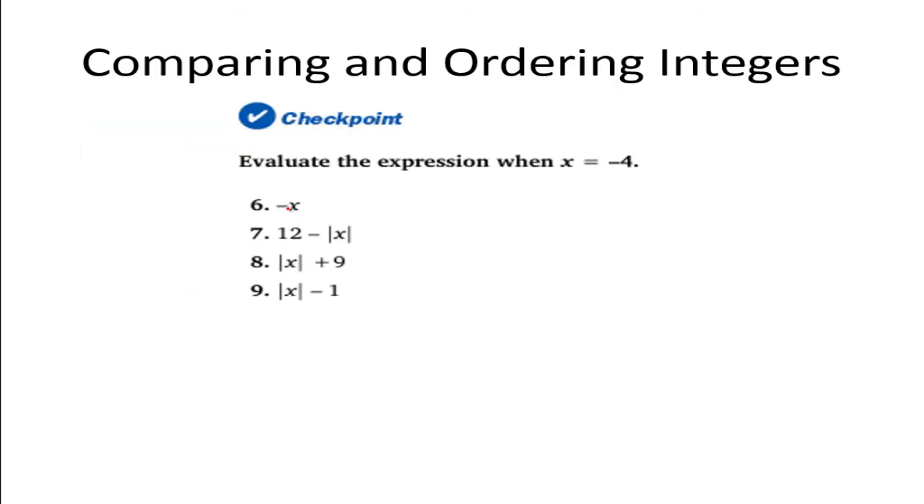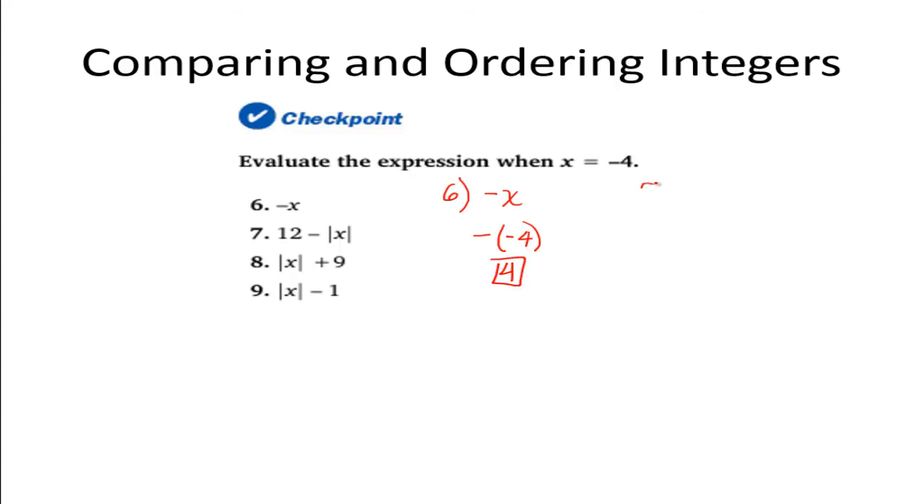In this checkpoint, we have 4 exercises where we're going to substitute x equal to negative 4. Try these on your own in your notebook. Hit pause, and then come back and see if you got the same answer. For number 6, we have the opposite of x. So we substitute, we bring down that negative opposite, and wherever there's an x, we plug in -4. And the opposite of -4 is equal to 4.